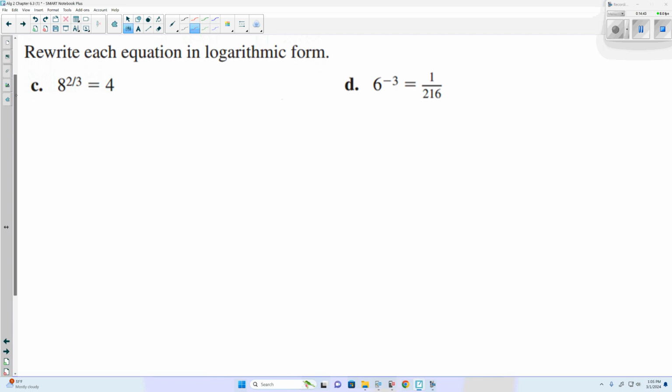Let's look at C. 8 to the 2/3 equals 4. Log base 8 of 4 equals 2/3. So for C, log base 8 of 4 equals 2/3. Questions on how we got this here? Okay.